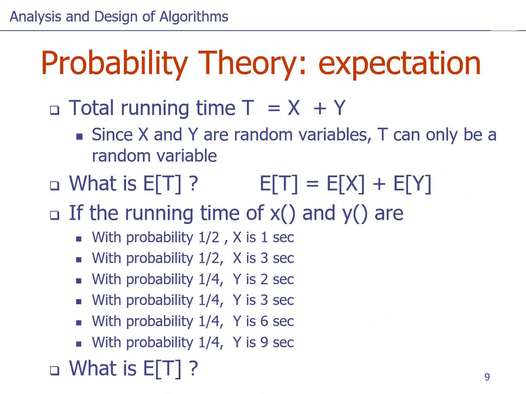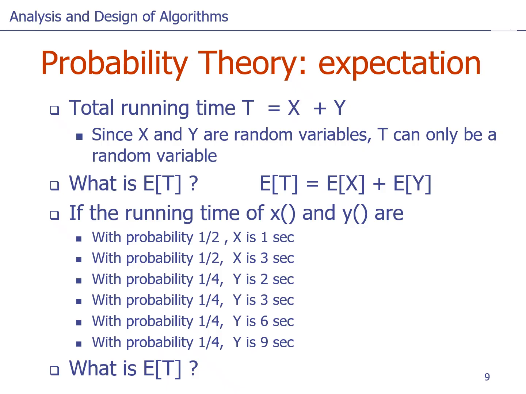Okay, this is what you see here. Expected value of t is equal to the expected value of x plus the expected value of y. I will compute the expected value of x separately, just like what I did before, and as well the expected value of y. Now to do that, I must be told what values or what times, how long will y take, and what's the probability of each one of those time intervals.